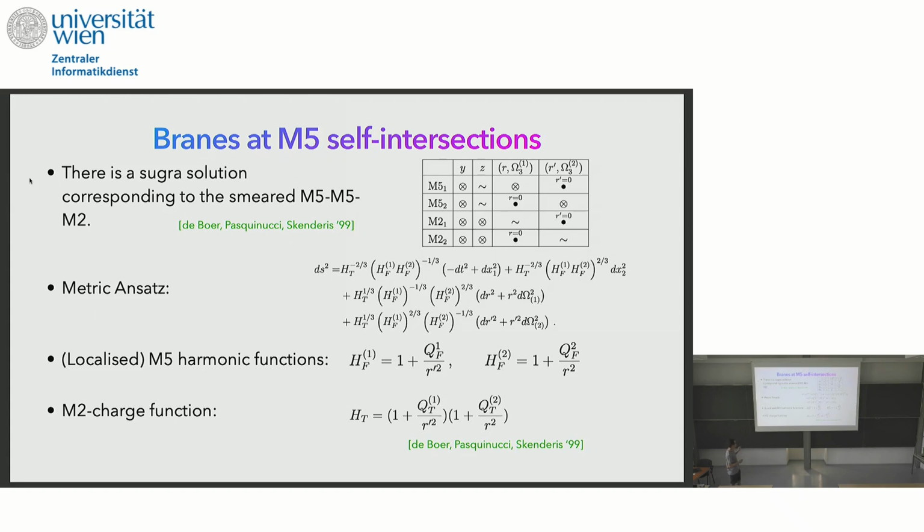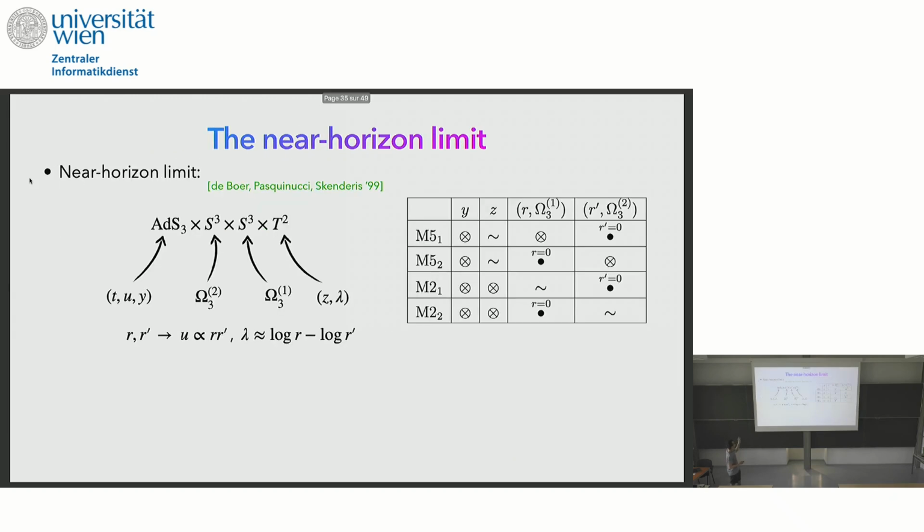There's a metric ansatz, some harmonic functions, and an M2 charge function. You can go to the near horizon limit, and the near horizon limit gives you an AdS3 cross S3 cross S3 cross T2. So the S3s here are given by the S3s of the M5 branes. The AdS is given by the time, by this common direction Y, and by U, where U is actually the product of these two radii.